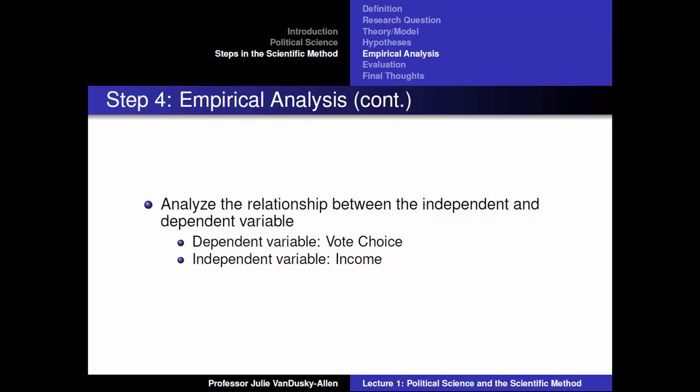Note that in our large N data sets, we have to collect data both on our dependent and independent variables. Recall the hypothesis from the example in the previous slide was, as a voter's income increases, he is more likely to vote for a Republican than a Democrat. If we were to collect data to provide support for this hypothesis, or failed to provide support for this hypothesis, we would have to collect data on voters' vote choices and their income. We could use survey data to collect this information.